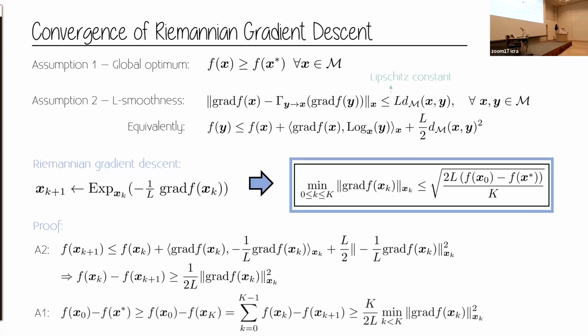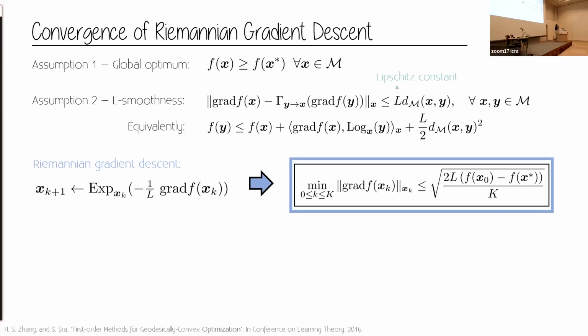And then we use the first assumption, which says that the function at any point is bigger or equal than the function at the optimum, and then it means that f at x0 minus f at the optimal x is bigger or equal than the difference here, which we can rewrite as the sum of all the differences across all iterations, which using then this formula here, we obtain the convergence that we had above. Okay.